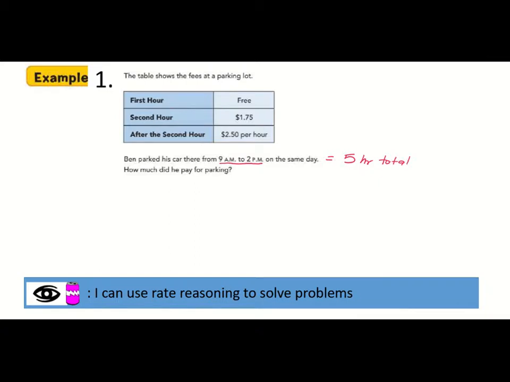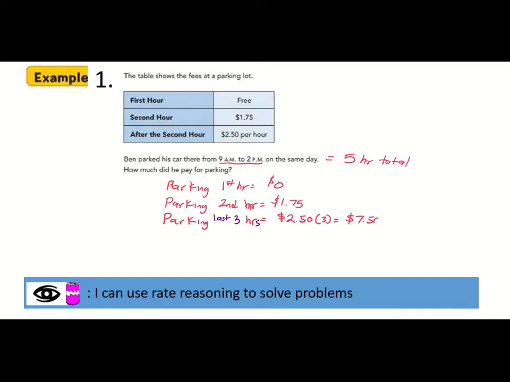Now let's figure out the price. So parking for the first hour costs nothing. Parking for the second hour costs $1.75. For the last 3 hours is going to cost him $2.50 times 3, which is a total of $7.50.